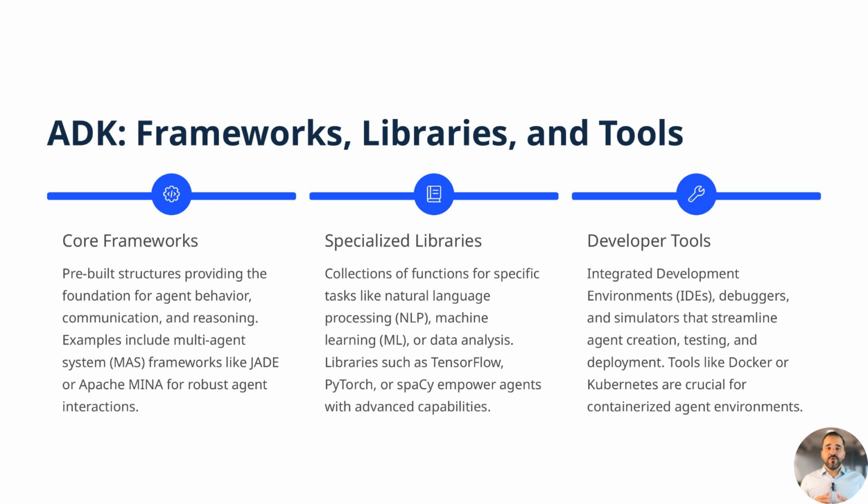Equally important are container-based tooling, Docker for consistent environments and Kubernetes for orchestrating scale, so agents can be tested locally, deployed in clusters, and updated seamlessly. When these components work together, framework, intelligence libraries, and DevOps pipelines, you get an ADK that not only accelerates prototyping, but also supports production-grade reliability and security.